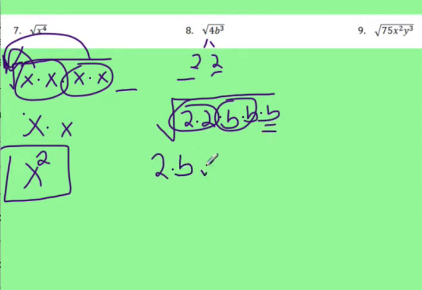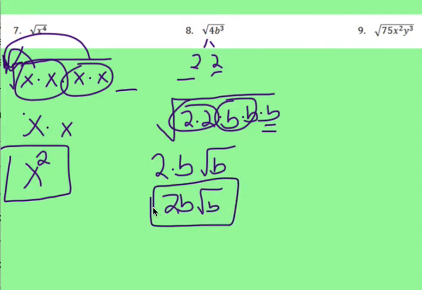Now notice I still have a leftover b, so that needs to stay underneath that radical symbol. Well, 2 times b is simply going to be 2b. So then I have 2b times the square root of b. So let's go ahead and take a look at number 9. So the first thing I want to do on number 9 is break down that 75.